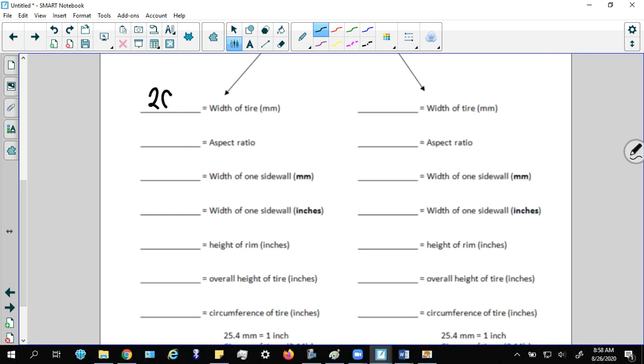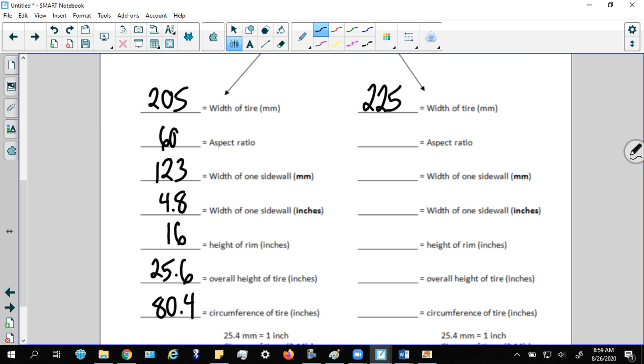So we have 205. Now, if you are someone who needs an introduction of how I'm getting all these numbers, I would recommend going and watching the first video of tires, and that'll explain all these numbers and it'll explain how I got it.